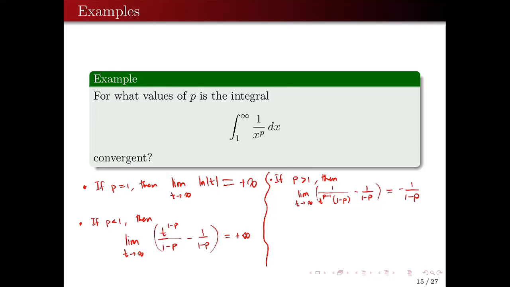So this means when p is less than or equal to 1, this improper integral will go to plus infinity. But when p is greater than 1, this improper integral will have an answer. It's negative 1 over 1 minus p.